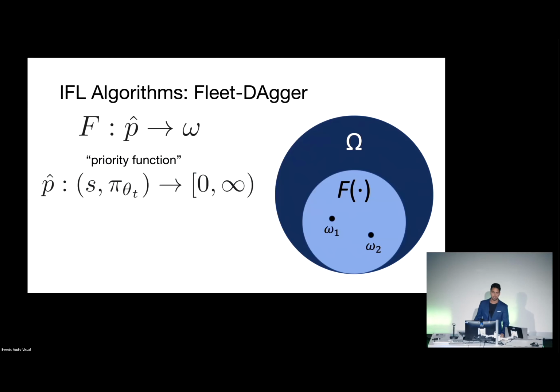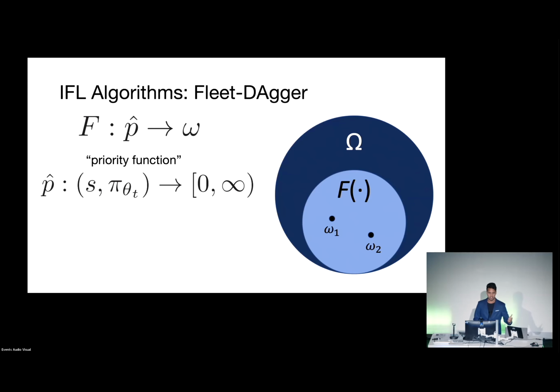As for the actual algorithms that we implement in this benchmark, an IFL algorithm just specifies one of these Omega allocations. We propose a family of algorithms called Fleet Dagger, or you could think of it as a meta algorithm that outputs algorithms, where it takes this priority function p hat as input, and it outputs an Omega. This priority function is an individual mapping from one state and the policy to a scalar value. And this is used by each robot autonomously to score itself, and Fleet Dagger turns that into an allocation.